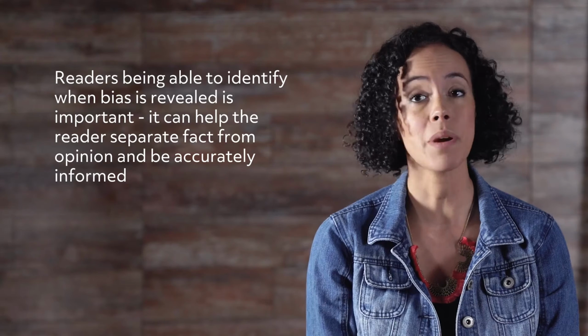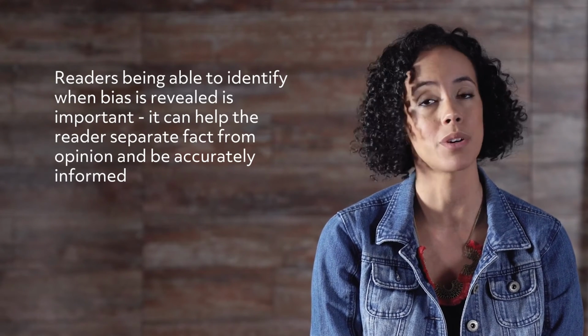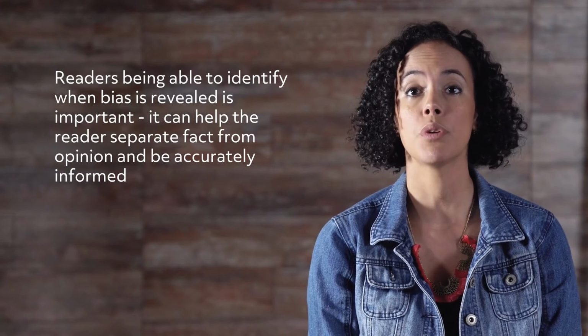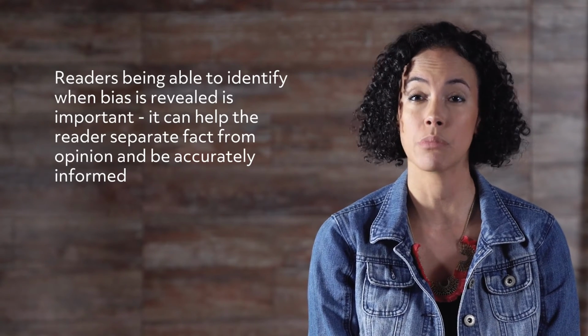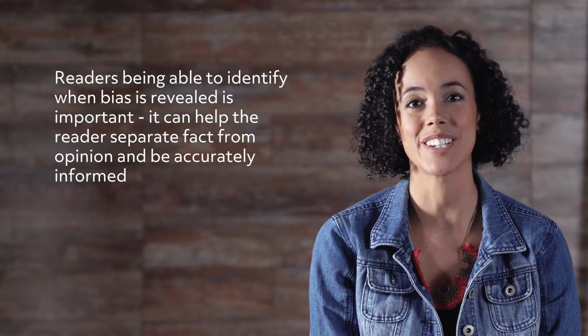Whether you are reading a post on social media, an article in a magazine, or a novel in class, whoever wrote the piece that you're reading probably has their own opinion about the subject. We all have opinions, and these opinions not only spill into the words we speak, but also seep into the words we write. That's why it's important for readers to be able to identify when bias is being revealed in what is read. Doing so can help you as the reader to separate fact from opinion and be accurately informed on whatever topic you are researching.